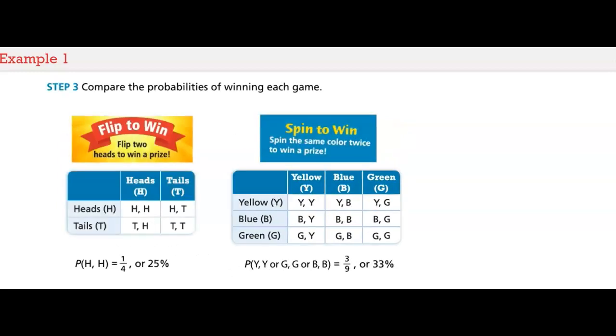Now we're ready to compare the probabilities of winning each game. The probability of winning a prize at Flip to Win is 25%, while the probability of winning a prize at Spin to Win is about 33%. Sadie is more likely to win a prize playing Spin to Win, so she should use her last ticket to play this game. Now you know how a probability model, like a table, can help you find the probability of a compound event.